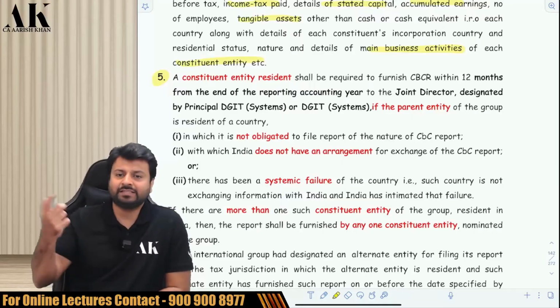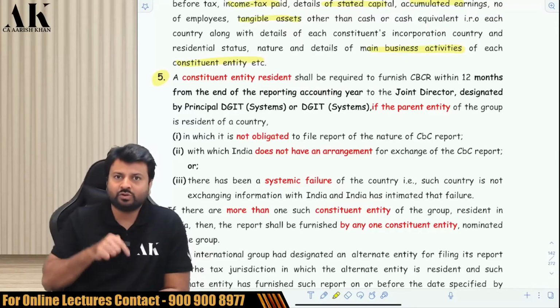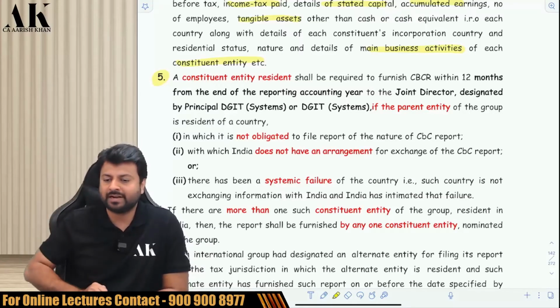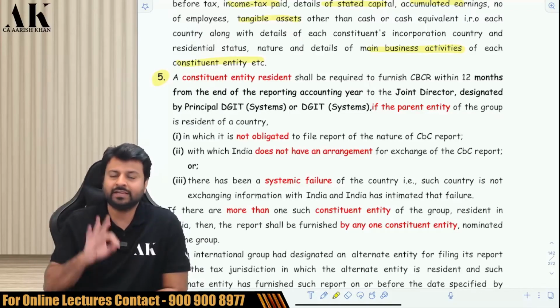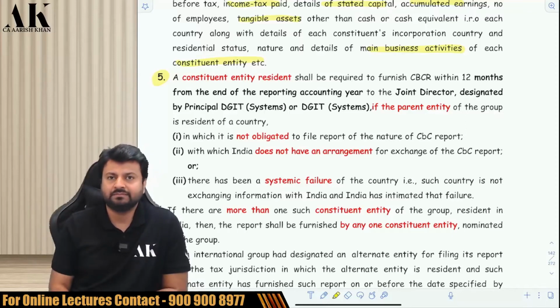Let me give you an example. India is there, Japan is there. Okay. Now, Sony Japan is there in Japan, and Sony India is also there in India. Sony India is a subsidiary, Sony Japan is a parent entity. By default, who will file CBCR? Sony Japan will file CBCR. But there are 3 problems now. First, in Japan, there is no concept of CBCR.